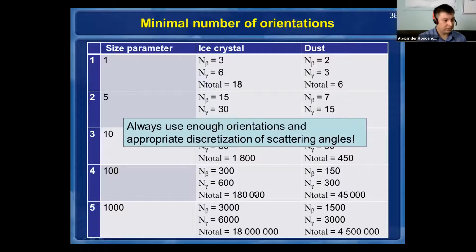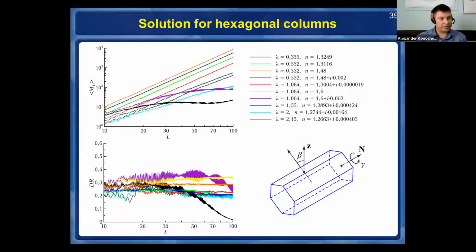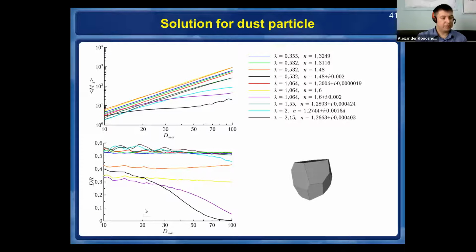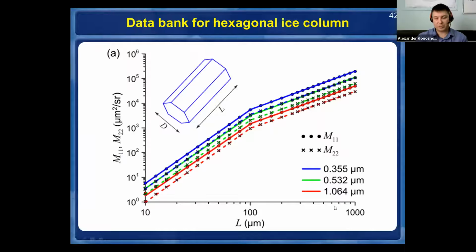And we do all this calculation, all this integration, and we receive this solution for hexagonal columns, for hexagonal plates, for some of the dust particles. So we use this database for hexagonal particles from 10 microns to 1,000 microns. So we cover the entire range of optical properties of cirrus clouds, and we got these solutions.